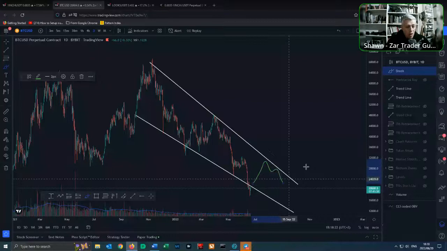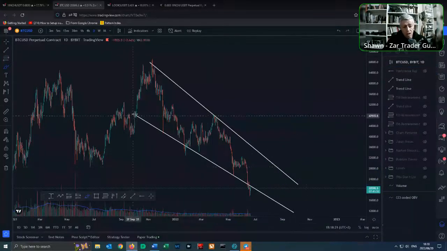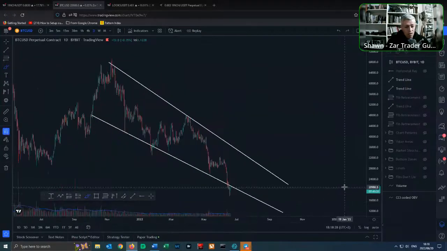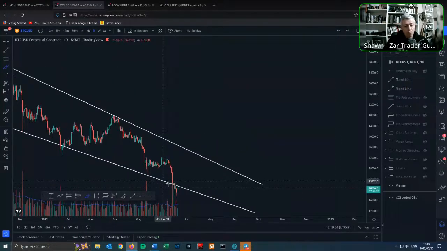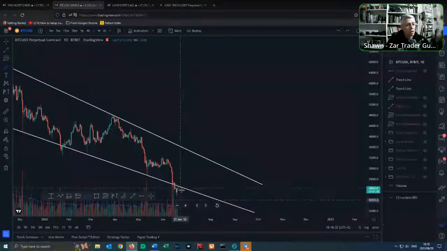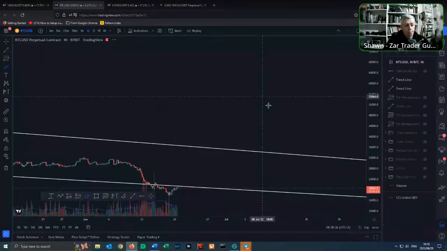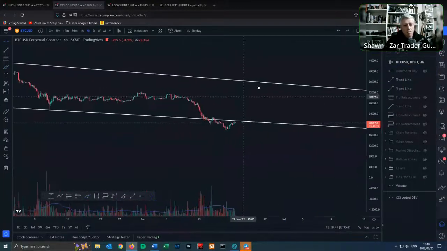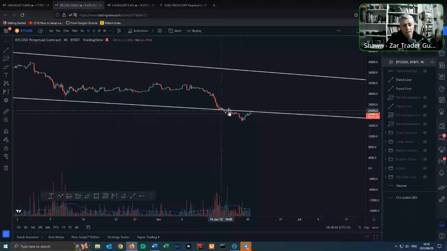But what I found quite interesting is the lower trend line. When I drew it, I noticed something. Have a look here, how it's acting as a resistance when it's broken down. So I'll turn on my 4-hour chart there. You can see today it's been acting as a resistance. So that for me is a confluence together with my levels.